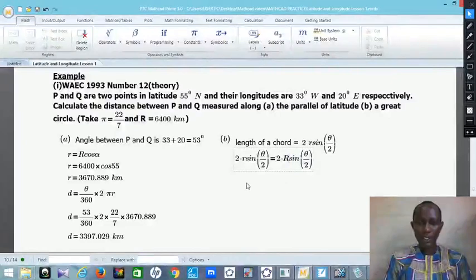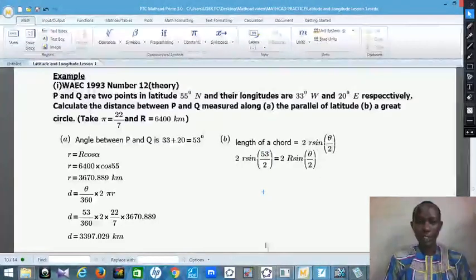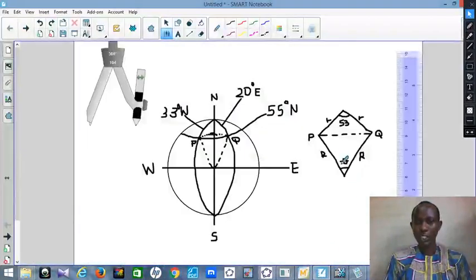So by the time you get this, your equation is okay. You know your small r, which we have calculated: 3,670. Then capital R is known, which is 6,400. Then theta for the small r, we calculated the other time, the angle between P and Q, which is 53. So I'll put 53 here. Then theta for the great circle is what we need now. This is the angle we are looking for.